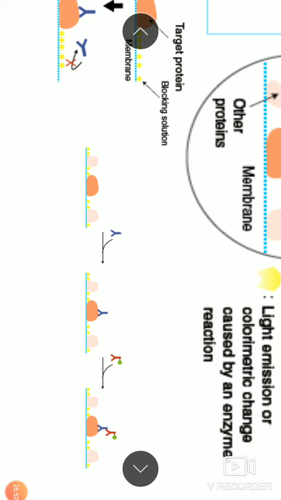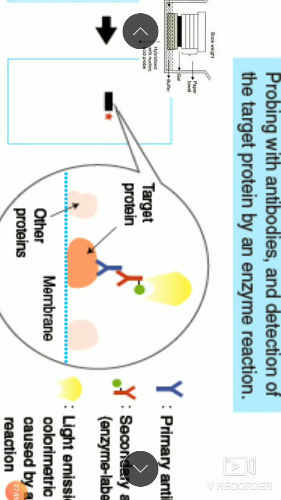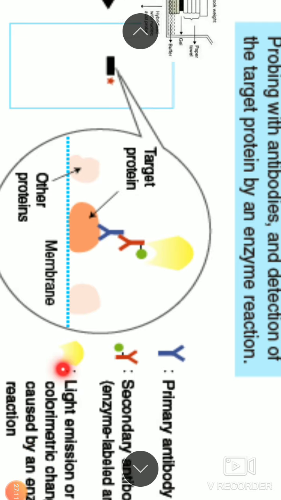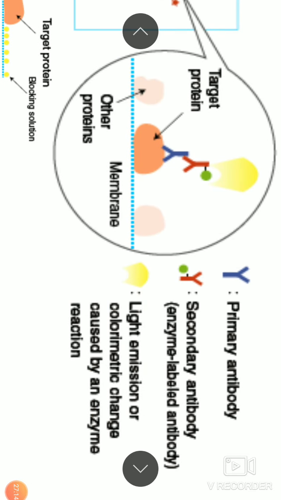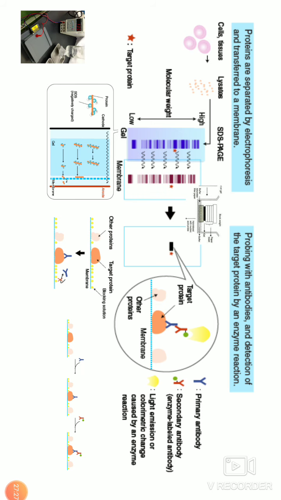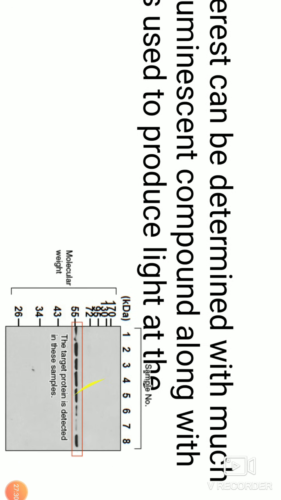Then you can label the secondary antibody. You can have an enzyme attached here, or you can have a chemiluminescent probe attached here, or you can have a radioactive probe attached to the secondary antibody. So once they are attached, this is how the assembly looks. You have a primary antibody, you have a secondary antibody, you can add a chromogenic substance which can develop colorimetrically and cause an enzyme reaction, and you can observe your band of interest. So the band of interest finally appears like this.